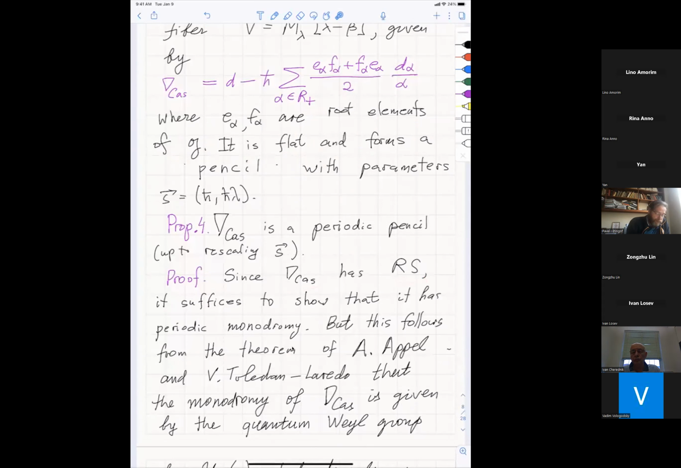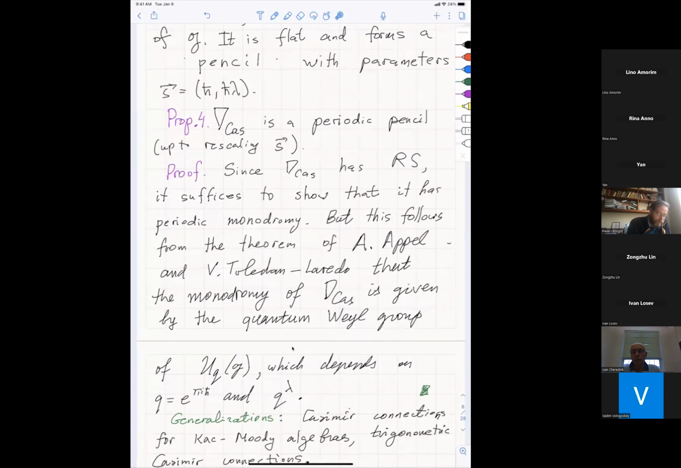And then we use the theorem of Andrea Appel and Valerio Toledano Laredo, who computed the monodromy of this connection and showed it is given by the quantum Weyl group for U_q of G. And the quantum Weyl group appeared in the work of Levendorskii and Soibelman. Also, it is the quantum braid group action by Lusztig.